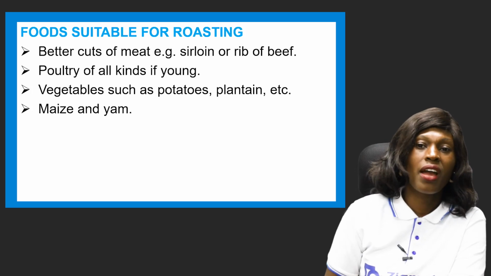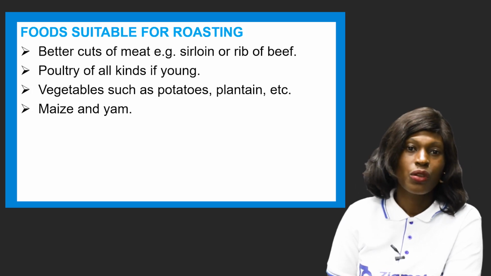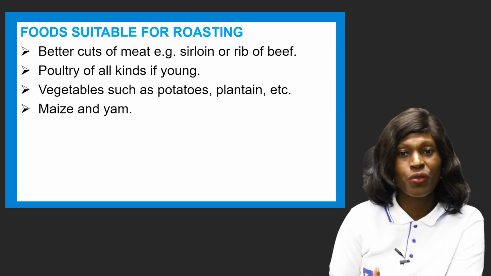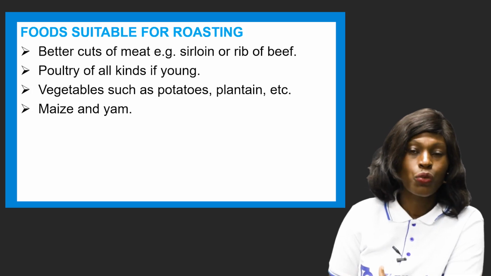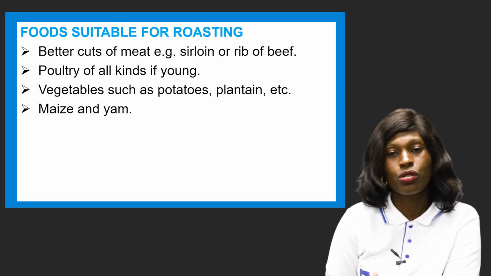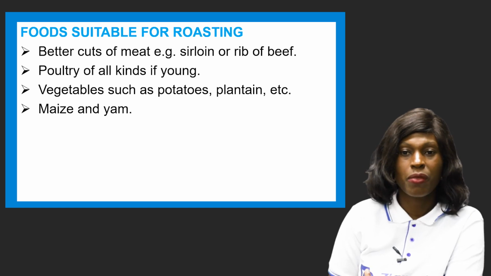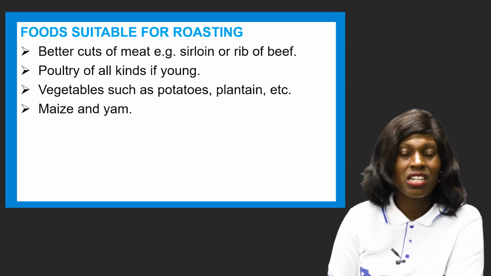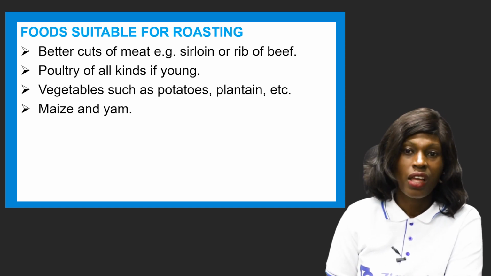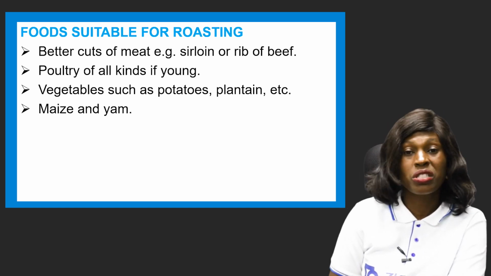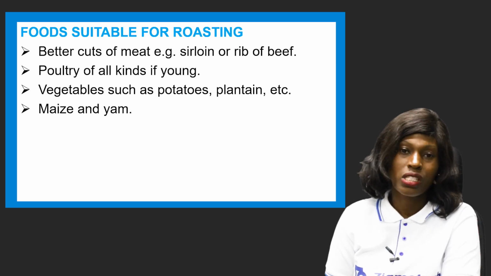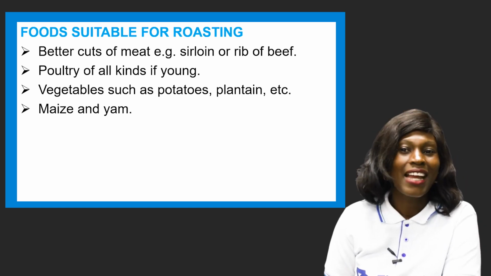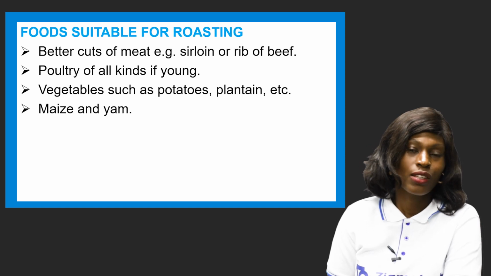Now, let's look at some of the foods that are suitable for roasting. Now, first one we have is the better cuts of meat. Examples are sirloin or rib of beef. The roasting method can be used to cook them. Then poultry of all kinds, if young, you can actually roast them as well. Then vegetables such as potatoes, plantain, you can roast them also. Then your maize and yam, okay, you can roast them.